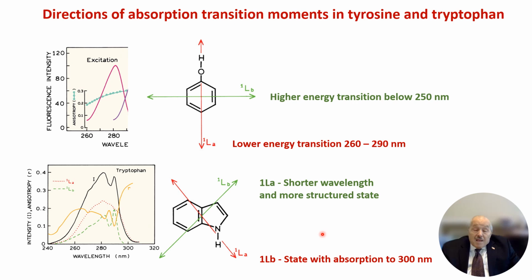So if you're ever studying protein fluorescence and you're trying to do an anisotropy measurement, it is common practice to only use excitation wavelengths of 295 nanometers or longer, so you can be assured that you are going into the lower energy 1LB state.